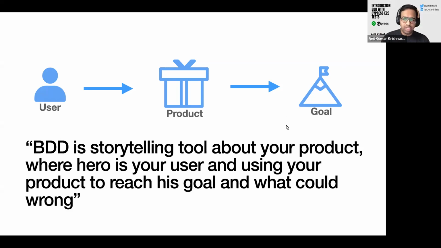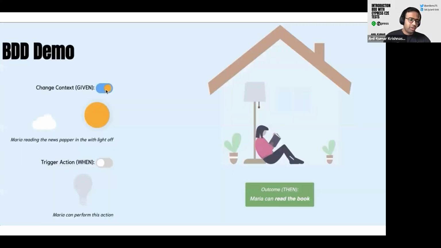Or he might not be able to reach it, he might get into some other issue. The idea is to tell a story about your product so everybody in the team can understand, including the QA, product owner, Scrum Master, developer, and also the clients. So everybody can have a shared understanding with each other.